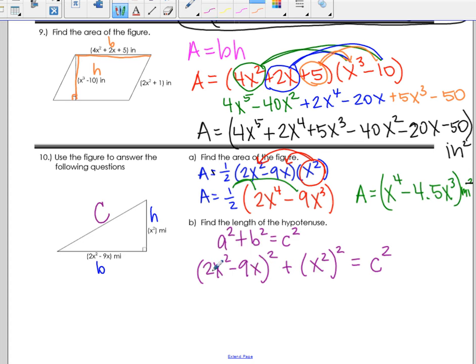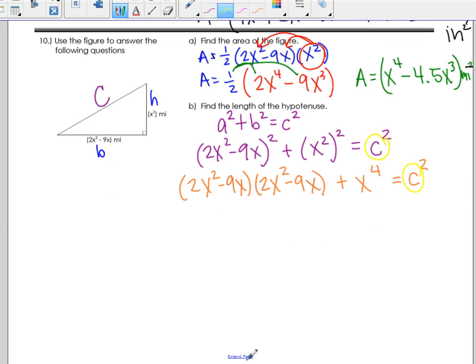So now here, this ends up being 2x squared minus 9x times 2x squared minus 9x, which we'll expand out. And then this is a power to a power. So in this case, power to a power you multiply. So 2 times 2 is 4. So plus x to the 4th equals c squared. And remember, you guys were trying to solve for c. That's what we're looking for.